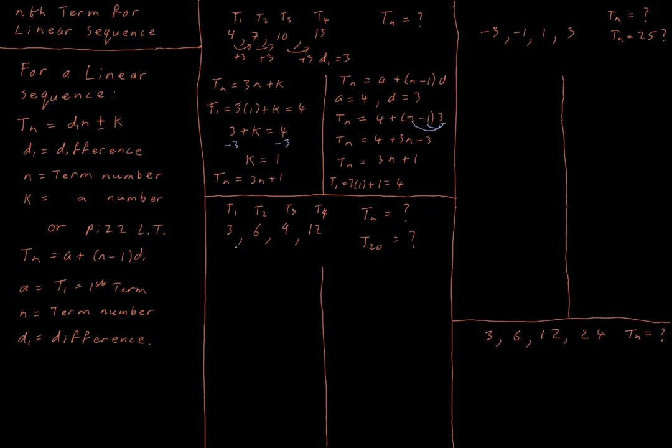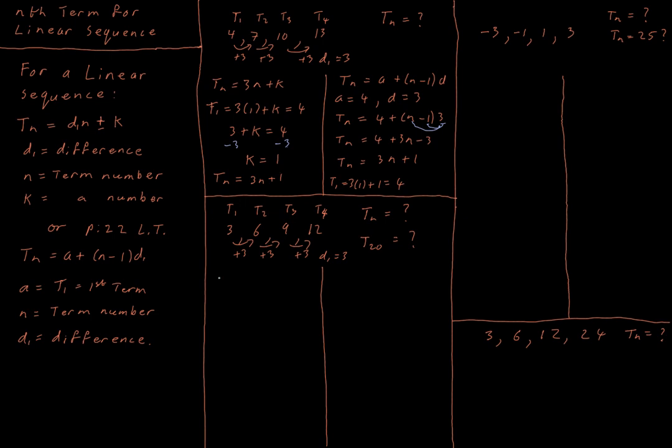So let's do that. What's the first thing I need to do? Is this pattern arithmetic? Is it linear? And what's the test for that? Well, am I adding on the same thing or taking away the same thing each time? And I am. So I have a constant difference. In this case, it's 3 again, same as we had the last time.